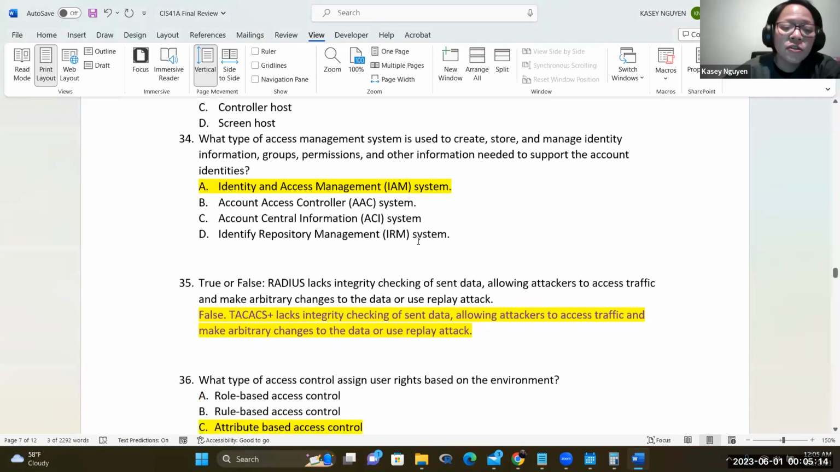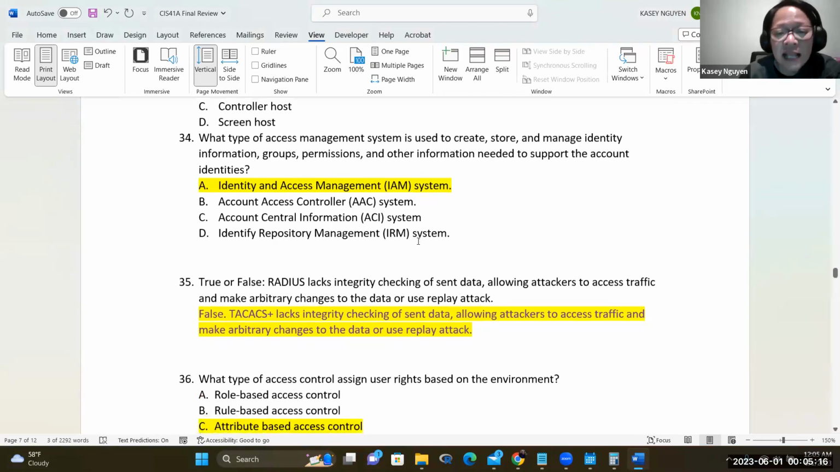35, true or false? RADIUS lacks integrity checking of sent data, allowing attackers to access traffic and make arbitrary changes to the data or use a replay attack, and this is false. TACACS+ lacks integrity checking of sent data. RADIUS does not. RADIUS is used for remote server access.